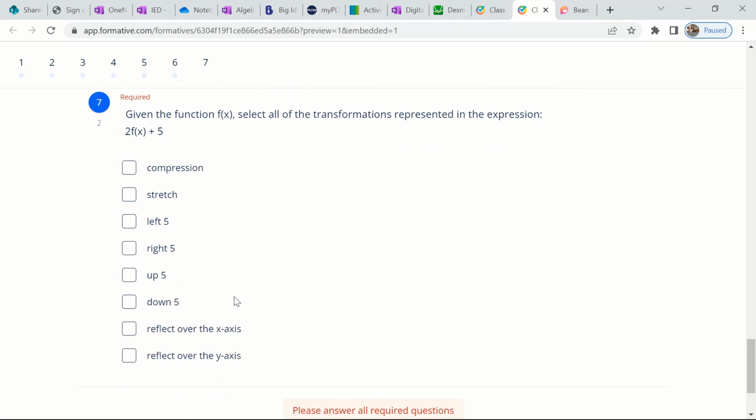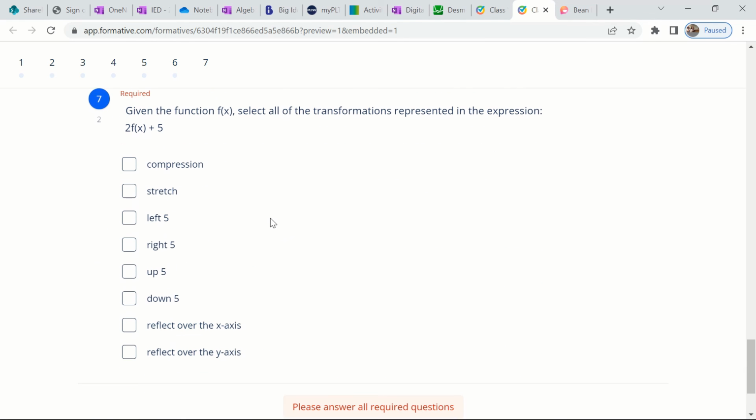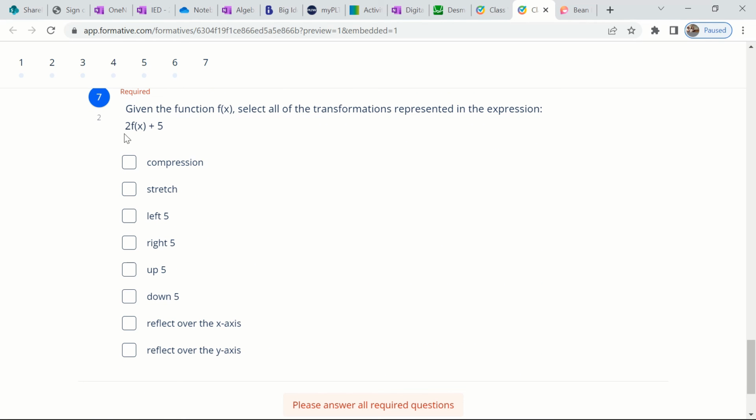And then question 7, and yours might not be in the same order, so I want to just illustrate that. I think I set this so that yours would be scrambled, so you have to be paying attention to what I'm explaining so that you can get it right. And then this one here, multiplying by a factor of 2 is going to stretch the graph, and then adding 5 to the outside will shift it up 5.